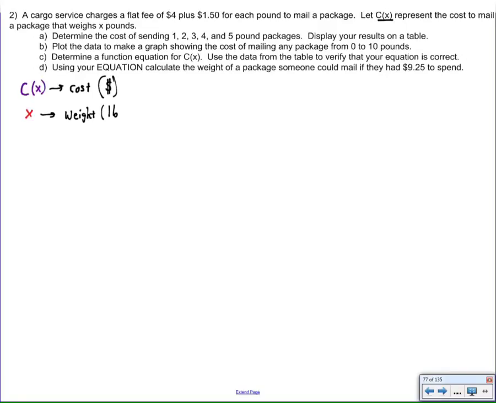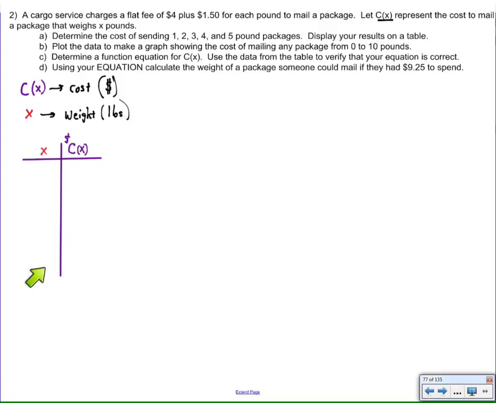So for starters, I'm going to understand my function. I'm going to think and plan before I start doing stuff. So the first thing I observe is C of x represents my cost in dollars, and that is the dependent variable because the cost depends on weight, which is measured in pounds. So I've defined independent and dependent variables, which enables me to complete my table of values.